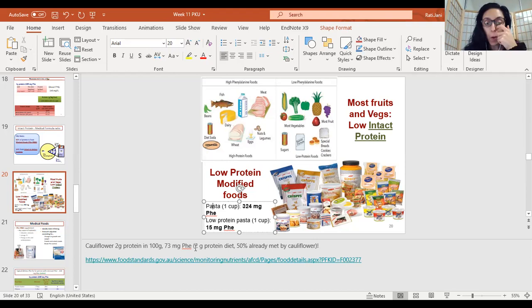All right, so obviously guys, not all of your PKU patients are on such severe restriction where they can have only 4 grams of protein. That is not the case. But this is just a hypothetical example for you to appreciate that foods which you never thought to relate to protein, you will have to respect in terms of protein, especially with PKU patients.